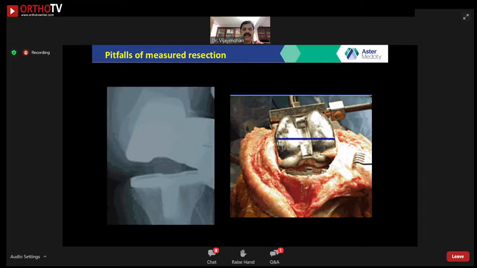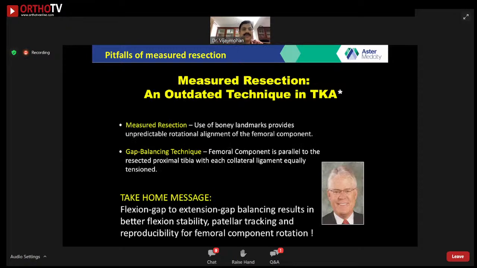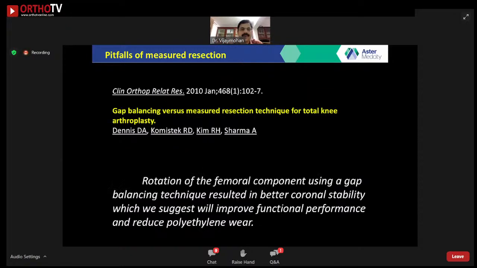giving you asymmetrical gap. Another thing that studies have shown is that if you prepare the extension gap first and then go to the flexion gap, the preparation of the flexion gap, especially in chronic knees with a contracted posterior capsule, if you release all these things, automatically the extension gap also increases by 2.1 to 2.7 millimeters. Then you will have to do further soft tissue adjustments to balance the whole thing. So based on these things, Dennis, who is an advocate of gap balancing, said that measured resection is an outdated technique. But even 20 years after he said this, measured resection still remains the preferred technique for the surgeon. That means maybe he was wrong.